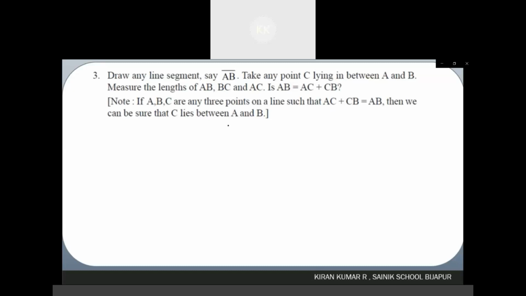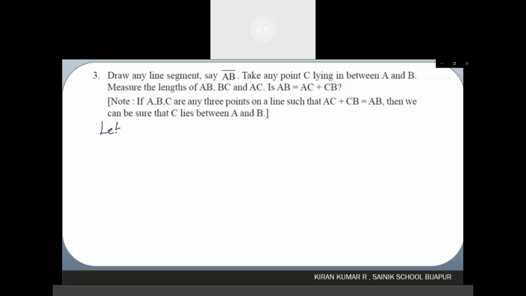I'll tell another concept related to this situation. If many points are on the same line, then those points are called collinear points.